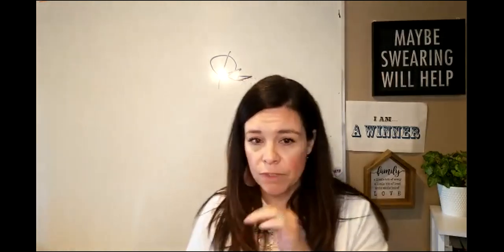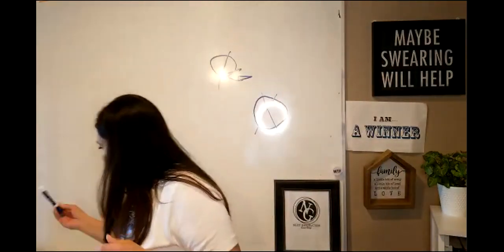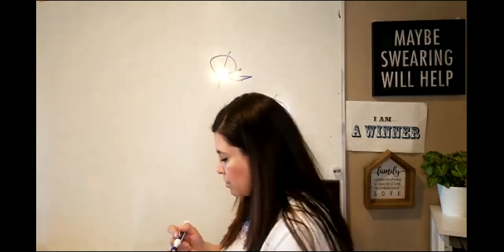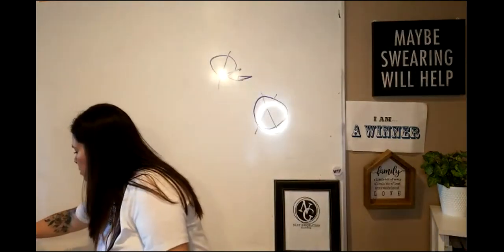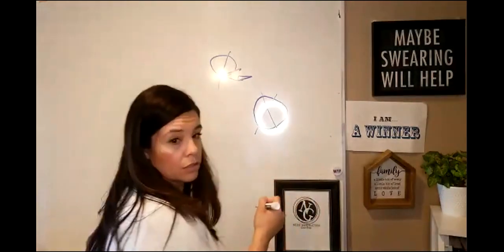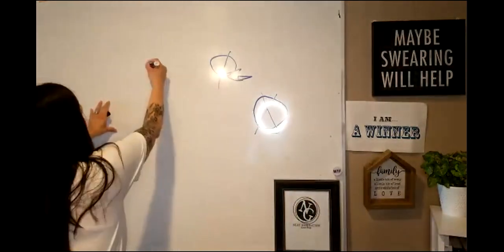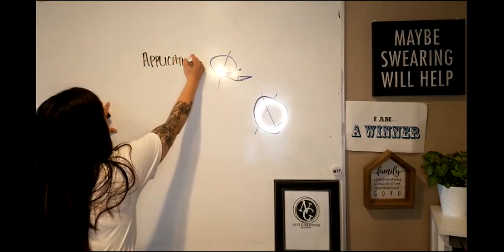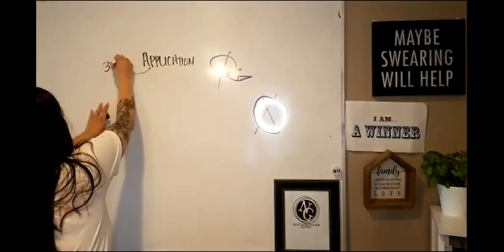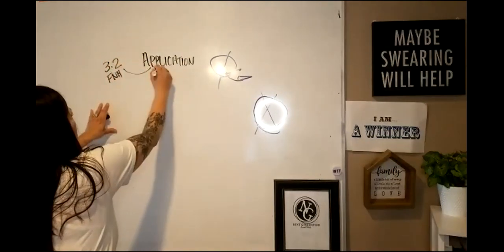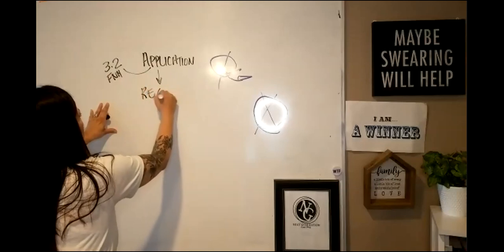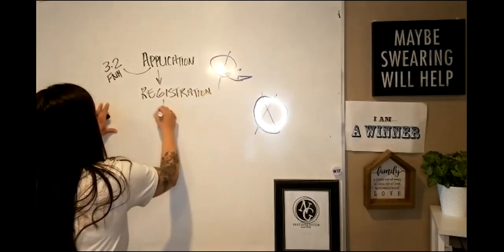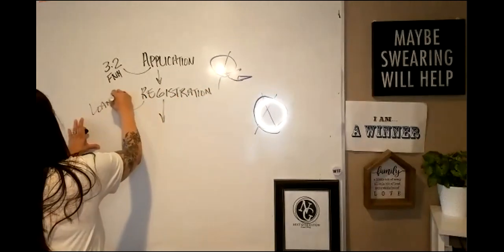Okay, so we have this model of workflow that I use pretty much every time. It goes: application, which is where the 3.2 is generated. Okay, and then you have registration, which is where the loan number is created.